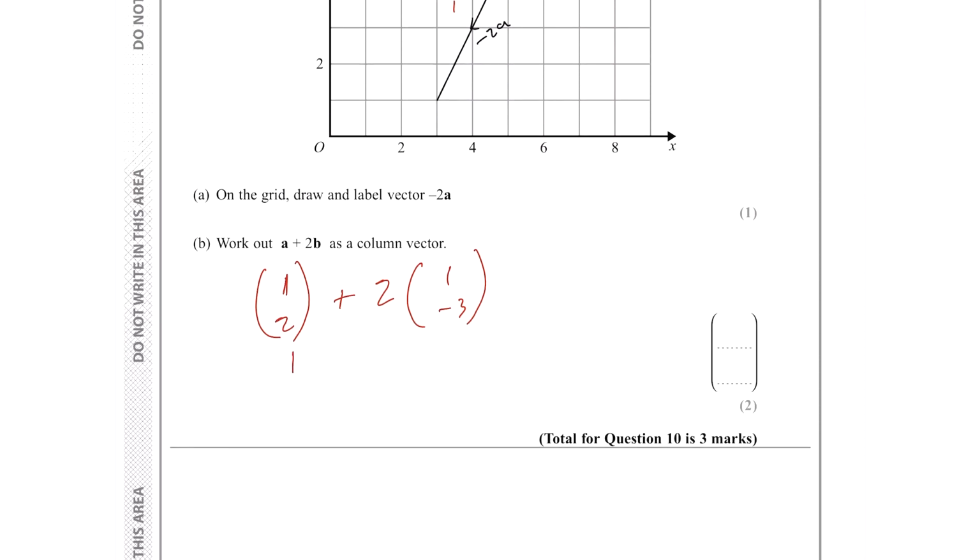And then this can be written as 1, 2 plus 2 times 1, which becomes 2, and 2 times minus 3, which becomes minus 6. Then we add the top and add the bottom. So that's 1 plus 2, which is 3, and 2 plus minus 6, which is minus 4, and that is your answer.